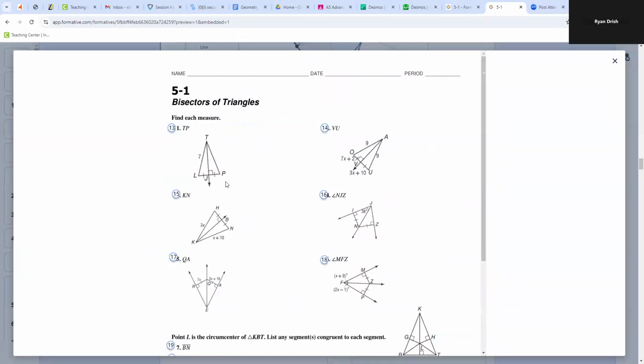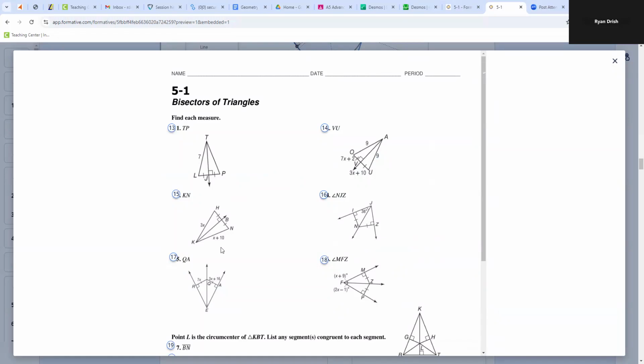On your homework, you're not necessarily going to be constructing these, but we're going to talk about congruent triangles. So for this one, it says find each measure. You have the measure from T to P. You see you have two congruent triangles here because we have side, angle, side, a quick review from last time. If the left side is 7, the right side is 7 because it is a corresponding component of congruent triangles.